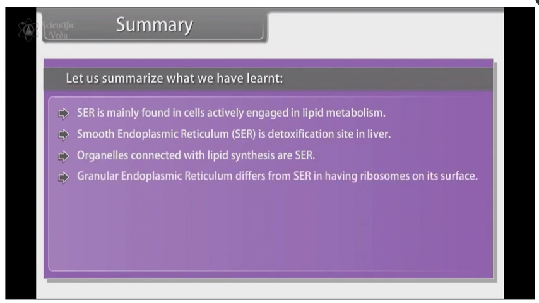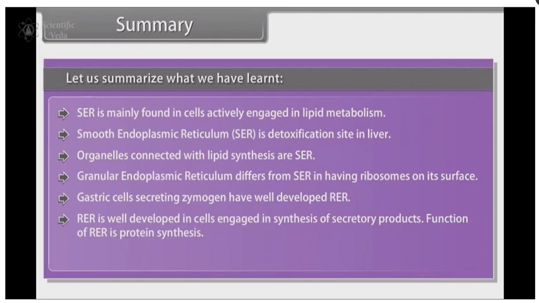Granular endoplasmic reticulum differs from SER in having ribosomes on its surface. Gastric cells secreting zymogen have well-developed RER. RER is well developed in cells engaged in synthesis of secretory products. The function of RER is protein synthesis. RER differs from SER in the presence of ribosomes.